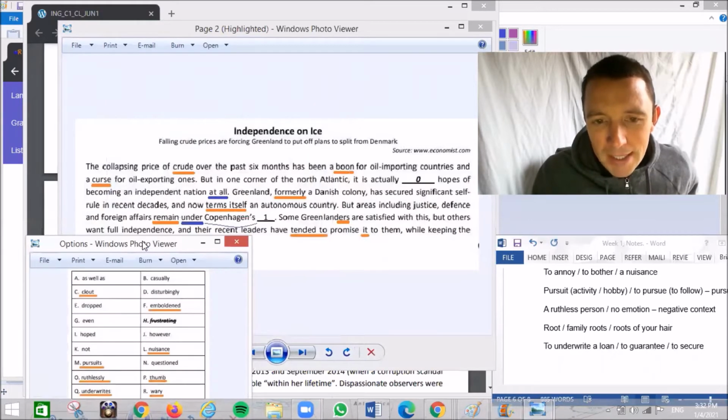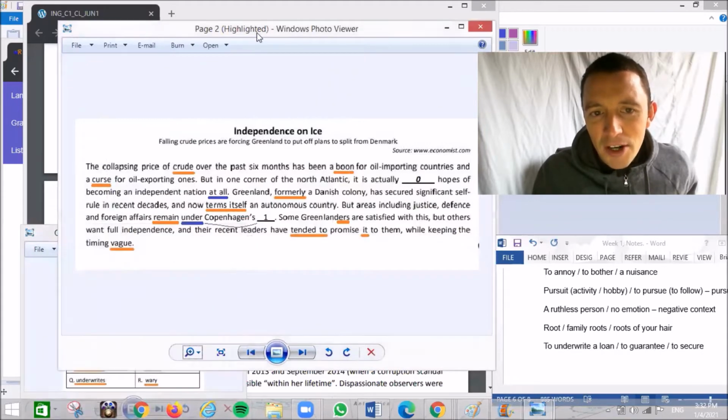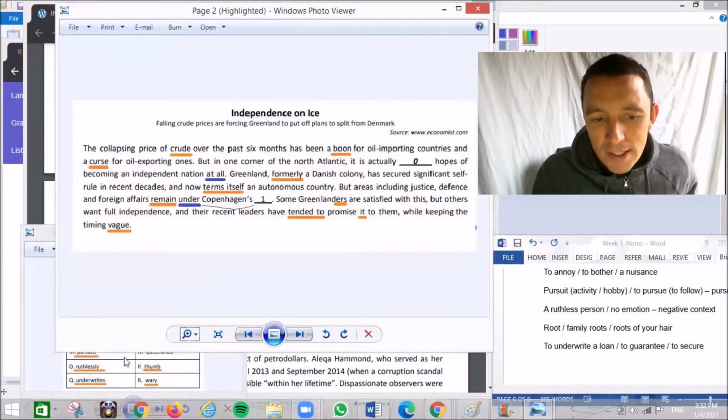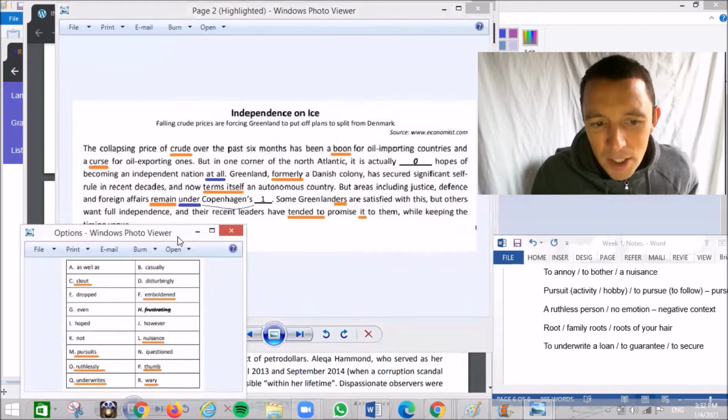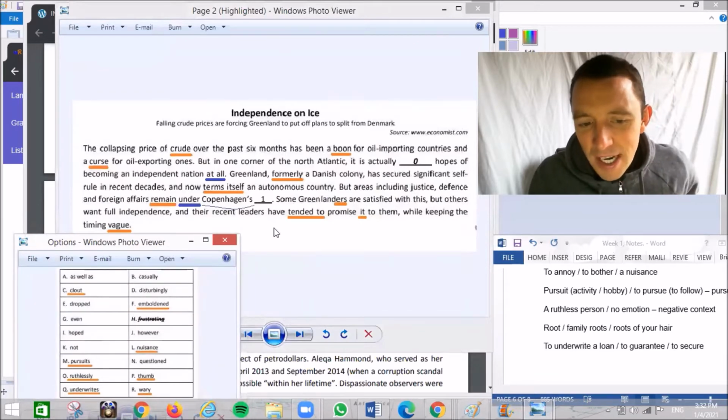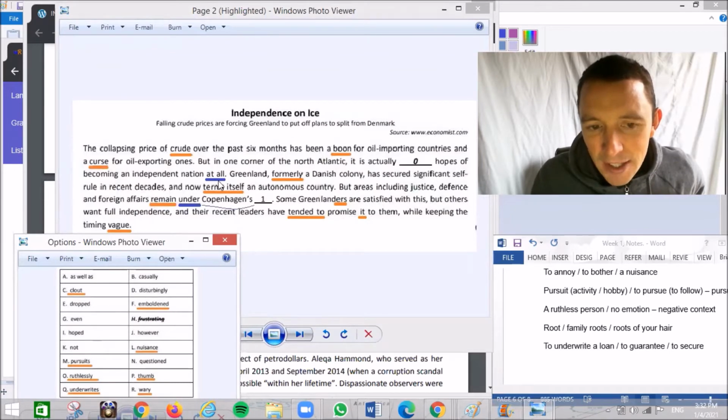But I recommend that you take a picture on your phone to have yourself organized as well. Okay, so for the moment, I'll just put it here so you have an idea. And option 0 is ache. It is actually frustrating hopes of becoming an independent nation at all.